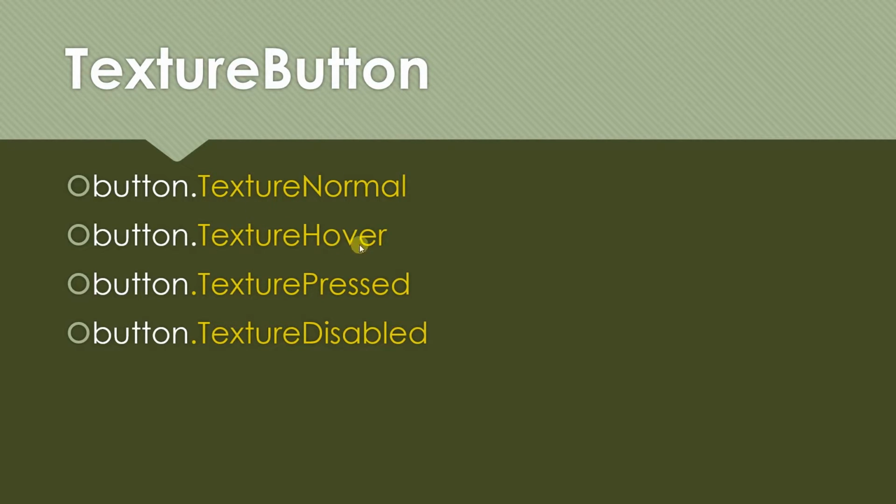These are their names, so texture normal, texture hover, etc. And these just specify what picture the button shows in its different states, right? So the normal is when the button's just kind of hanging out, it's normal. The hover is when you move your mouse over the button. What picture do you want it to show when the mouse is over it? The pressed is what picture do you want the button to show when you hold the mouse button down. So when you press the mouse button, basically you're pressing the button down, right? And disabled is what if the button is disabled.